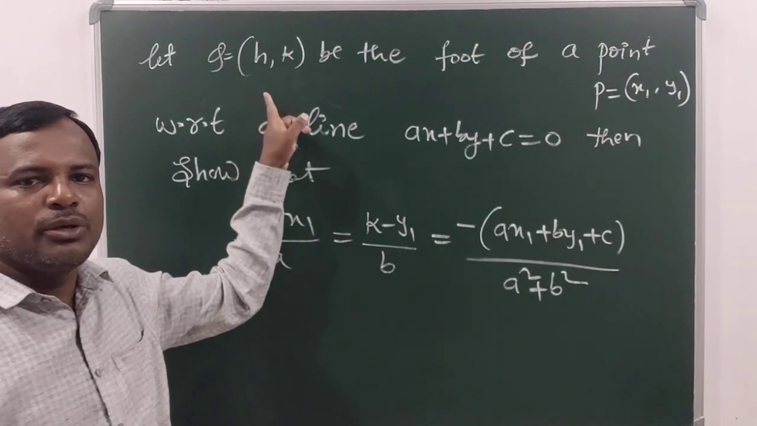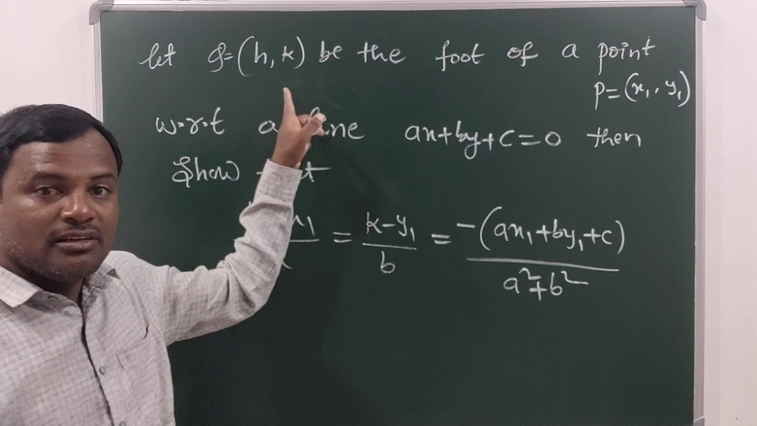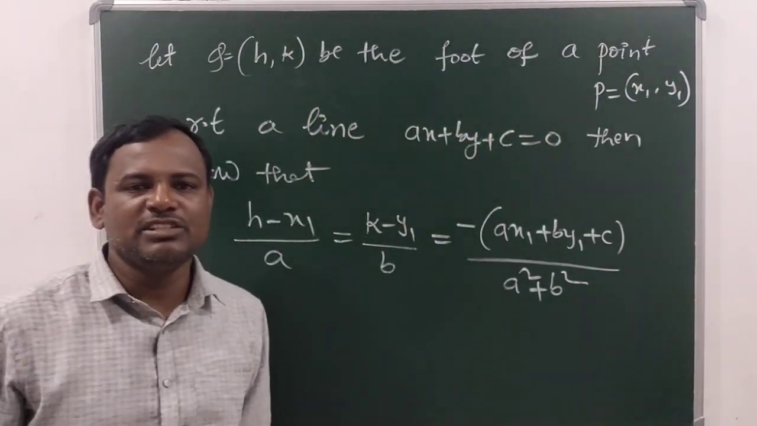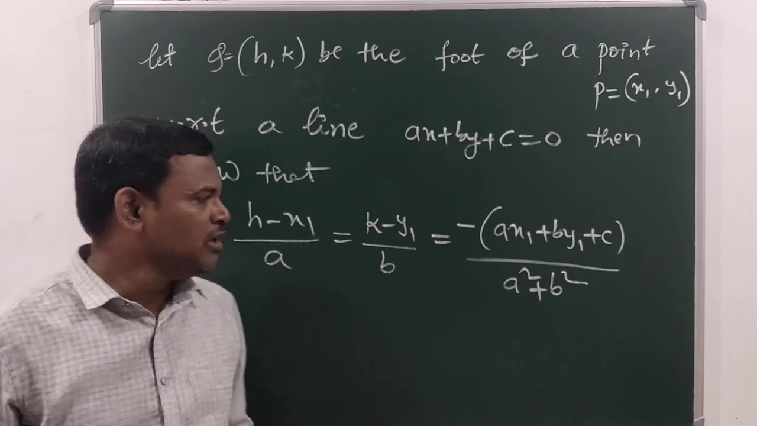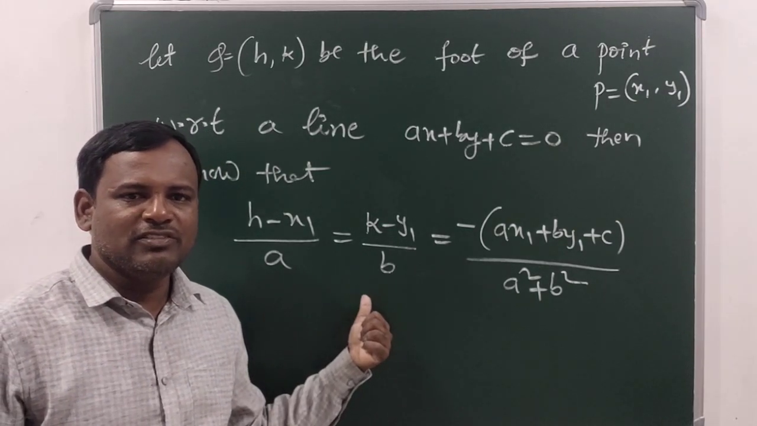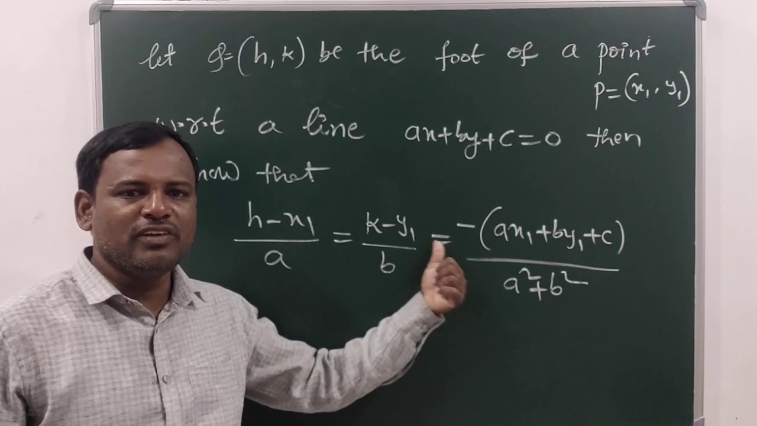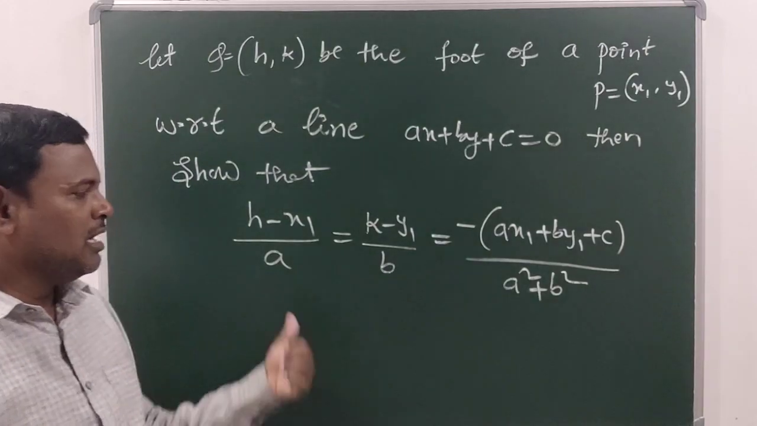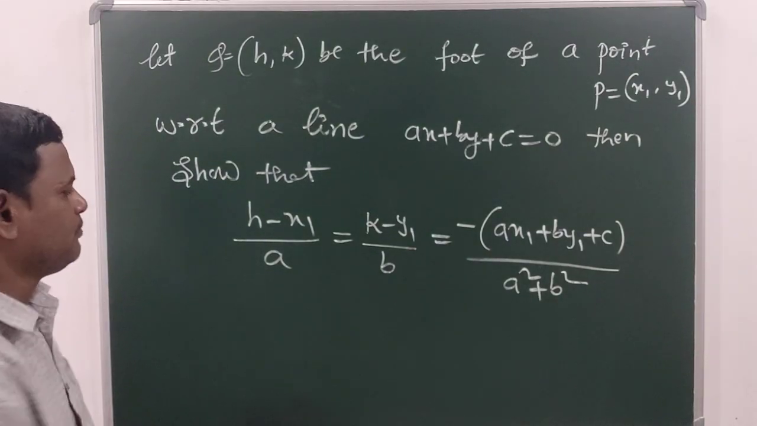See, what is Q? Foot of the point P with respect to this line ax + by + c = 0. Then prove that (h - x1)/a = (k - y1)/b = -(ax1 + by1 + c)/(a² + b²). Now let us see the proof.